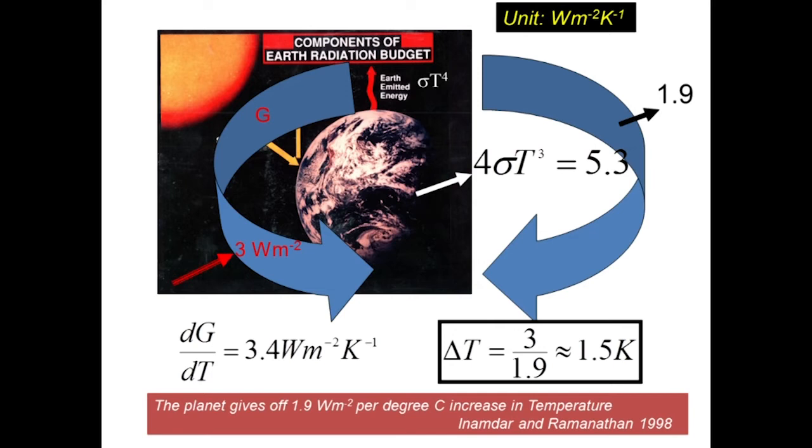So we know this number completely independent of models. Then we went back and checked with about 20 climate models. It was amazing. They came within 10% of this number we had inferred independently from satellite data.